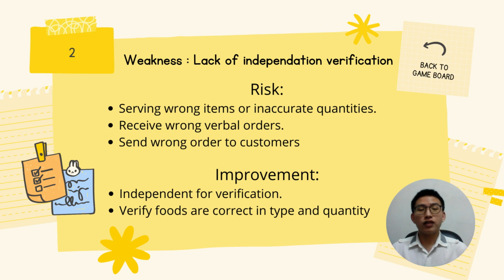Based on the weakness of lack of independent verification, there is a risk of serving wrong items or inaccurate quantities to customers. This is because the kitchen will receive wrong verbal orders from the cashier and cook the food. These wrong verbal orders will then be sent to the customer without reconciling them with customer orders. The appropriate internal control procedure is independent verification. The cashier should verify that the foods are correct in types and quantity before being sent to the customer by reconciling them with customer orders.